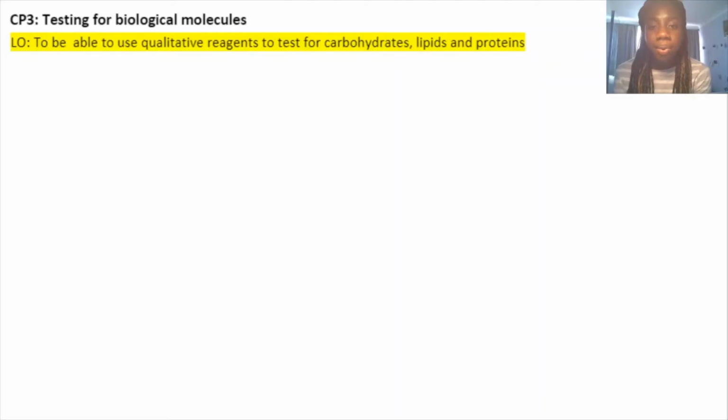In this video, we're going to cover Practical 3 on testing for biological molecules. Our learning objective is to be able to use qualitative reagents to test for carbohydrates, lipids, and proteins. As always, all of the timestamps will be in the description below, so feel free to skip to whatever part you need help with.